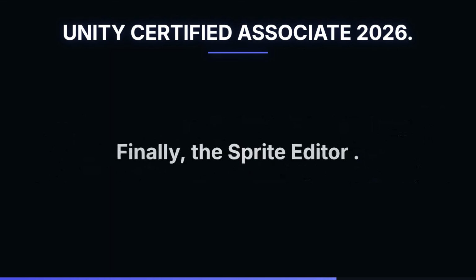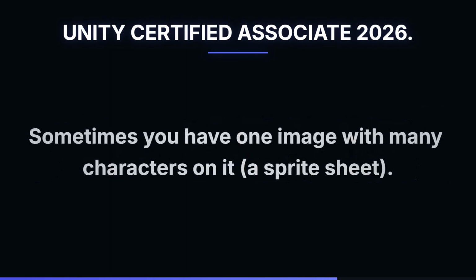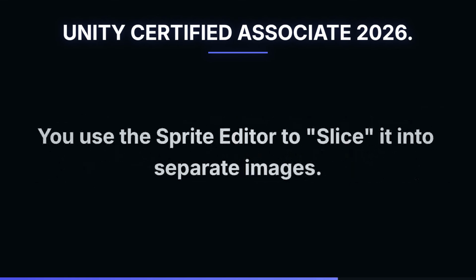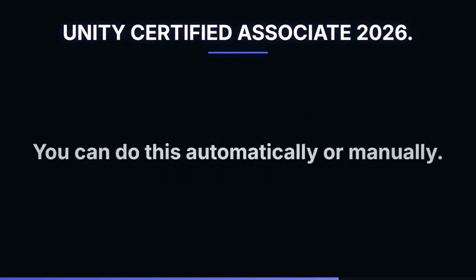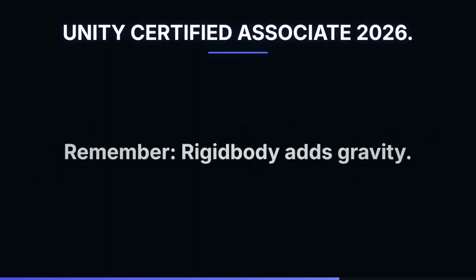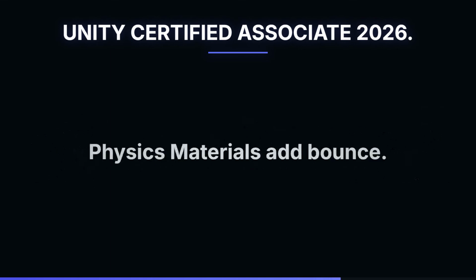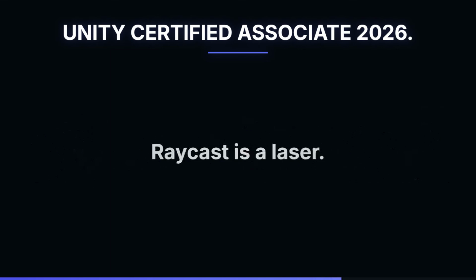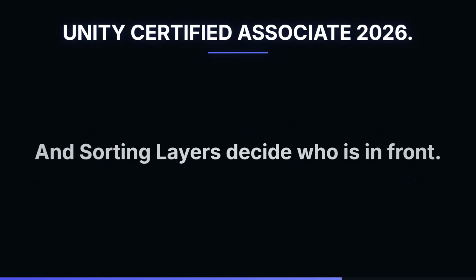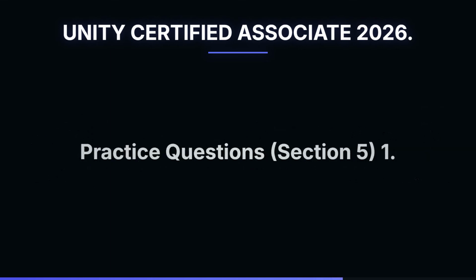Finally, the sprite editor. Sometimes you have one image with many characters on it, a sprite sheet. You use the sprite editor to slice it into separate images. You can do this automatically or manually. Remember, rigid body adds gravity. Colliders give shape. Physics materials add bounce. Raycast is a laser. And sorting layers decide who is in front.